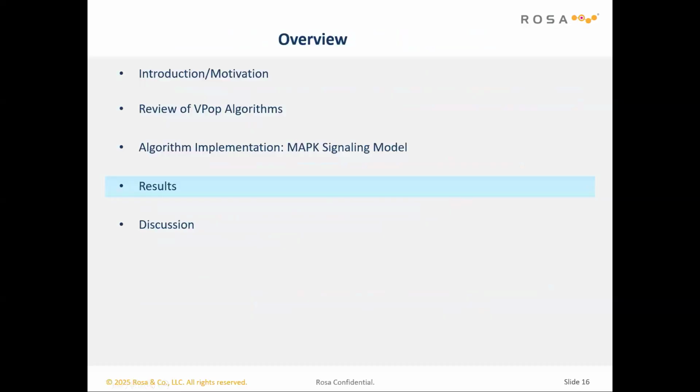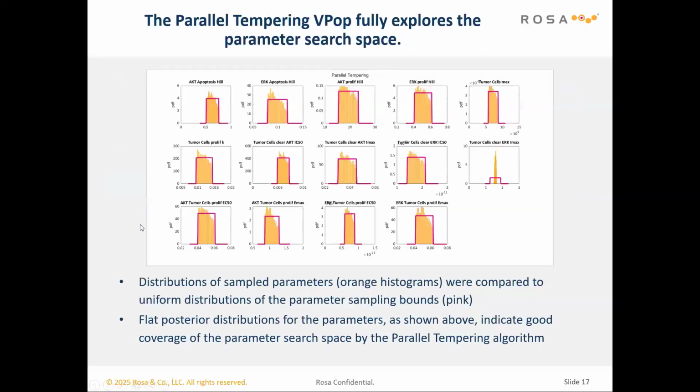Now we'll move to looking at the final results. First, we wanted to evaluate the quality of the parameter sampling for the parallel tempering algorithm. The posterior distributions of the parameters sampled by parallel tempering, shown as the orange histograms for each parameter, were compared to uniform distributions of the parameter sampling bounds, which are highlighted as pink lines on the figure. Reasonably flat posterior distributions for the parameters, as we see for most of the parameters above, indicate that parallel tempering shows good coverage of the parameter search space.